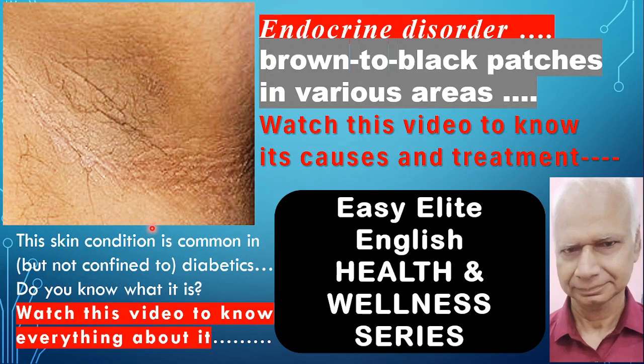In Easy Elite English Health and Wellness, now you can see the skin. You can see an abnormal skin. Now, what is this? Why do people sometimes develop this kind of skin problem? This skin condition is common to diabetics, although it is not confined to diabetics. It means people without diabetes may also have it. Most of the persons having this skin condition are diabetics. So watch this video to know everything about this skin condition.